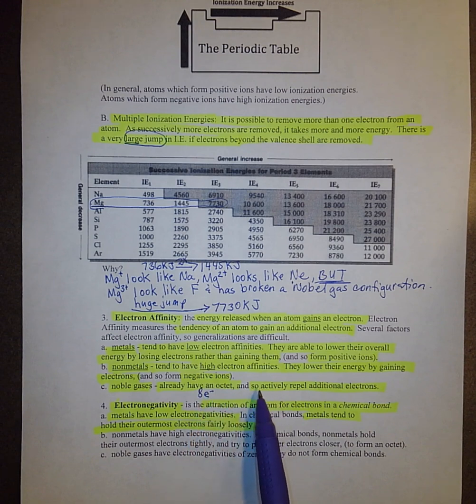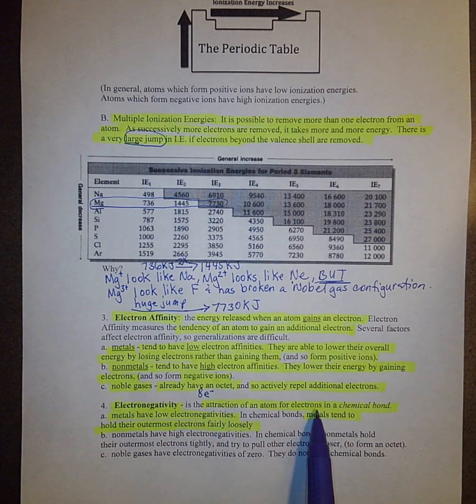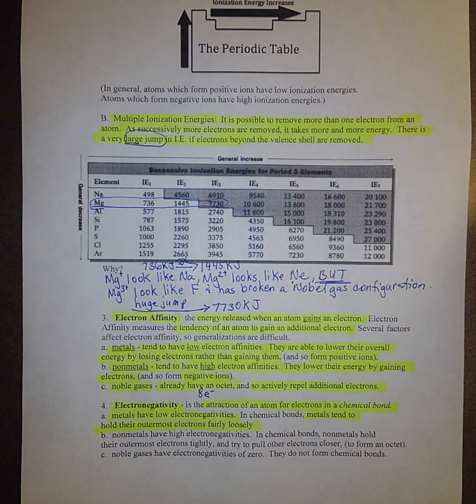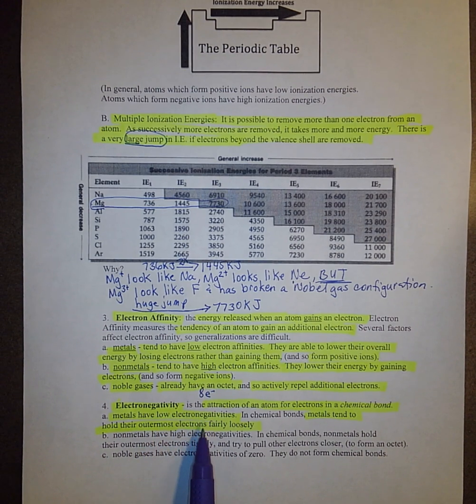So they actively repel any additional electrons because they just don't have room for it. All their shells are filled, and it's the golden number 8. Electronegativity, on the other hand, is the attraction of an atom for electrons in a chemical bond. So you're now attracting electrons in a chemical bond.